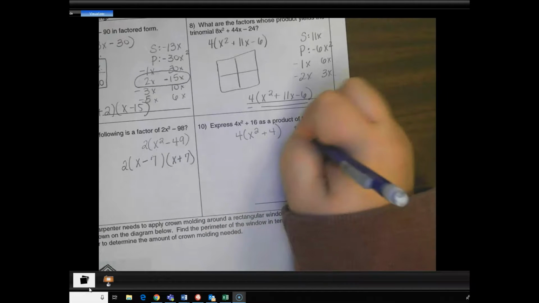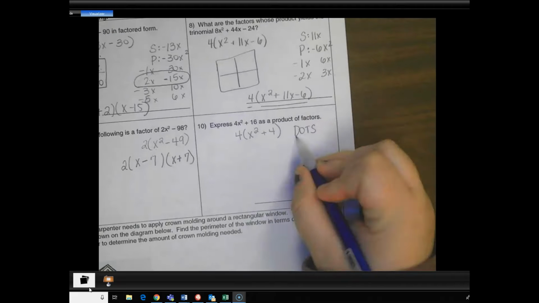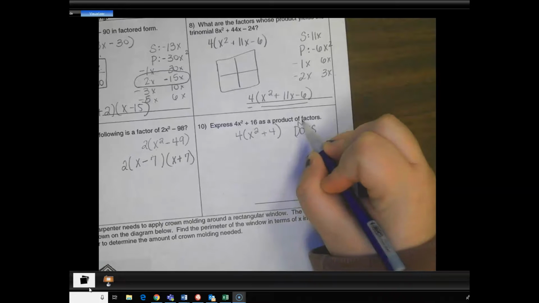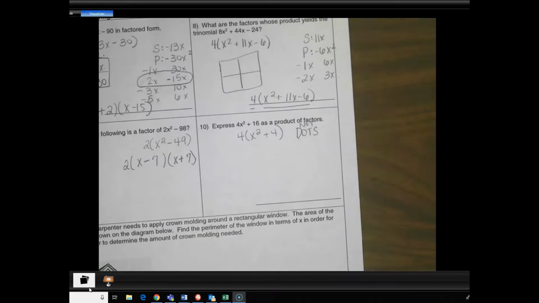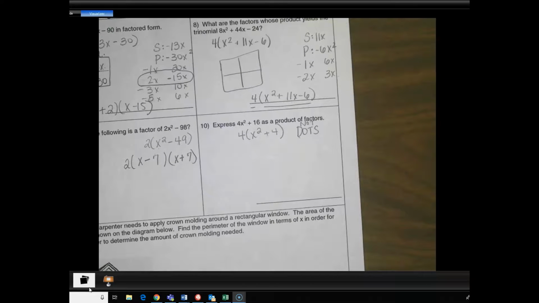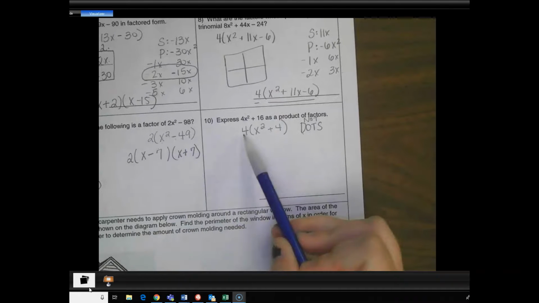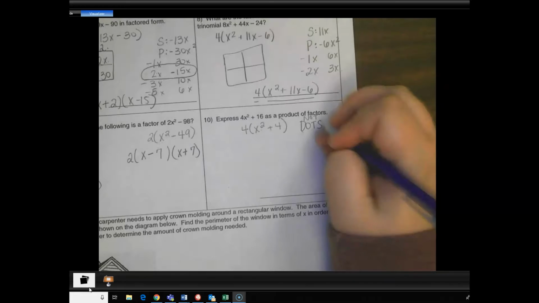If you think of difference of squares, is this a subtraction? No. So I cannot use my difference of squares, because the previous one had the subtraction and this one did not. So I can go ahead and look at it if I want to.